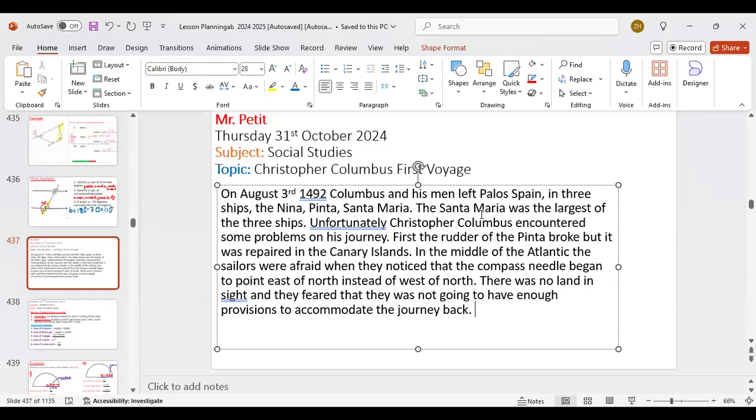So you're still here, and guess what? Remember, they started in August, and it's currently September, and they haven't found anything. It did take them three months, because he landed on October 12th. So in August, week 1, week 2, week 3, nothing happening. You aren't seeing any sight of land. Then September, then October.